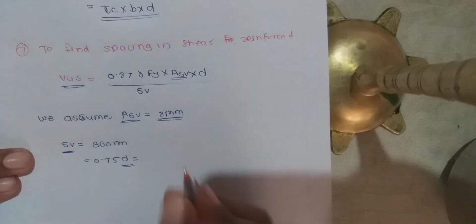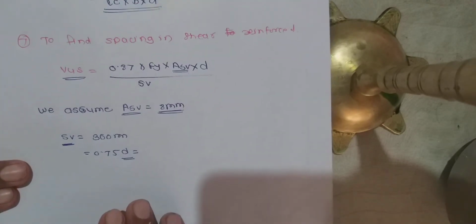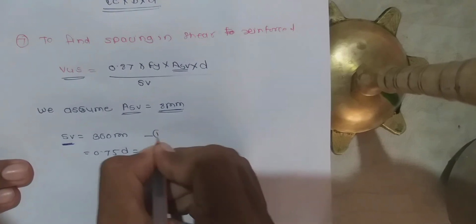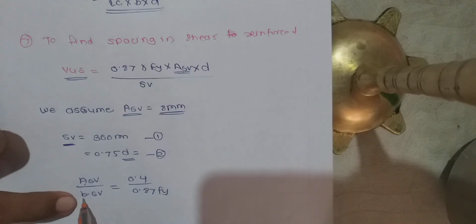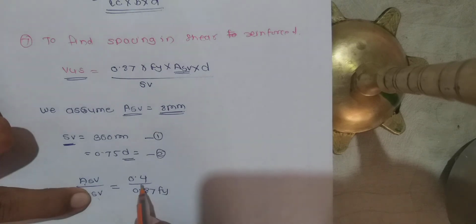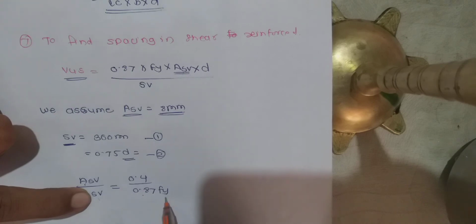d means effective depth of the beam. This is the first, this is second, and third is Asv upon b into Sv equals 0.4 upon 0.87 fy. Asv is the area of stirrups, b is the width of the beam, Sv is the spacing for vertical stirrups, and 0.4 is a constant value. 0.87 fy, fy means grade of the steel, and 0.87 is the constant value for shear.